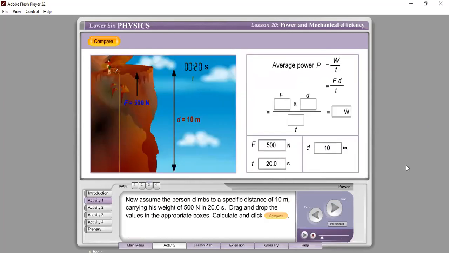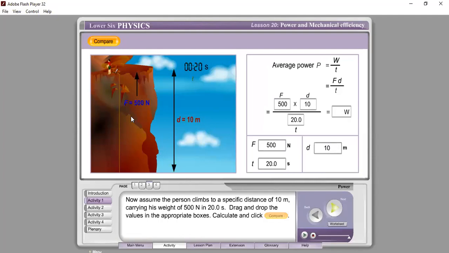Now assume the person climbs to a specific distance of 10 meters, carrying his weight of 500 Newton in 20 seconds. Drag and drop the values in the appropriate boxes. Calculate and click Compare. So F is 500, d is 10, and the time taken is equal to 20. So how much is the answer?